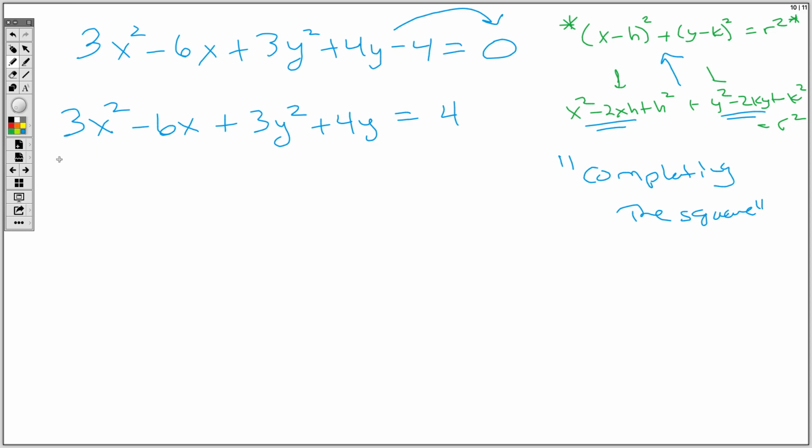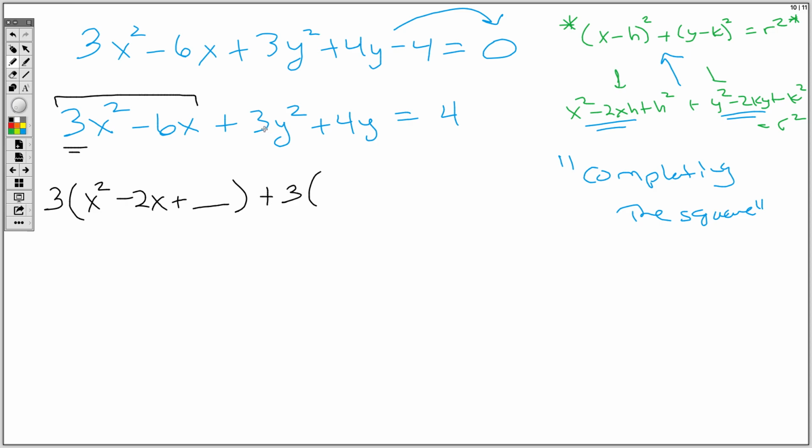And then we're going to factor out the coefficient of x squared from the x terms. So in this case, I'm going to factor out a 3. And when you factor out a 3, remember, you're going to divide. So 3x squared divided by 3 is x squared. Negative 6 divided by 3 is negative 2x. And we're going to leave a space, because what we want to do is turn this into a perfect square quantity. Now we're going to do the same thing here with the y's.